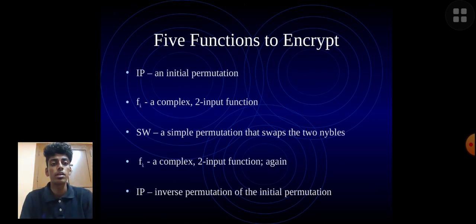There are five functions to encrypt. IP is an initial permutation. FK is a complex two-input function. SW is a simple permutation that swaps the two nibbles, and FK is the same complex two-input function again. IP inverse is the inverse permutation of the initial permutation.